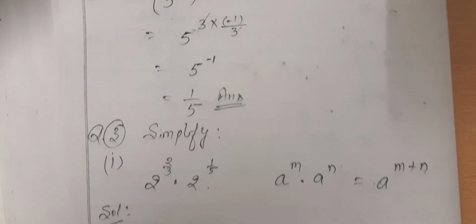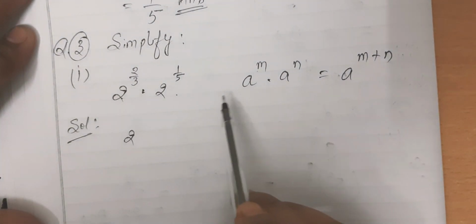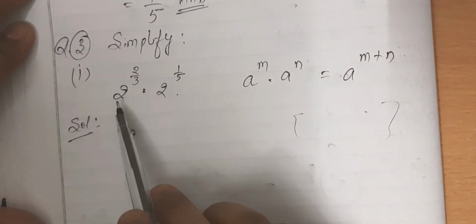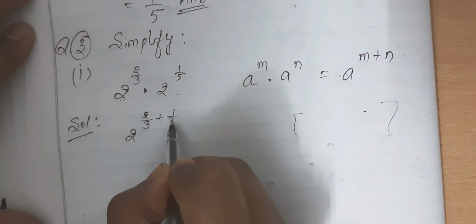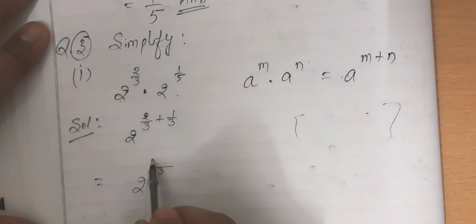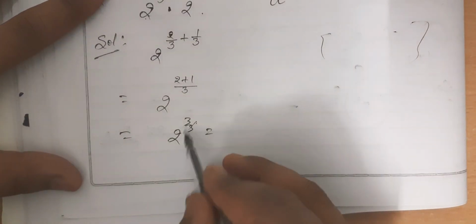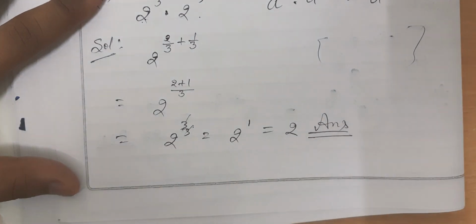So we will get 2 raised to the power. Whenever you use any identity, you need to mention it within brackets: by using this identity. Okay. So 2 raised to the power, we will add the powers 2 by 3 plus 1 by 3. Now we will take LCM here. So LCM is 3 and 2 plus 1 is 3. So 2 raised to the power 3 by 3, and 3 and 3 will cancel out. 2 raised to the power 1, which is equal to 2. So the answer is 2. Okay. Now let us see the next one, the second part of this question.